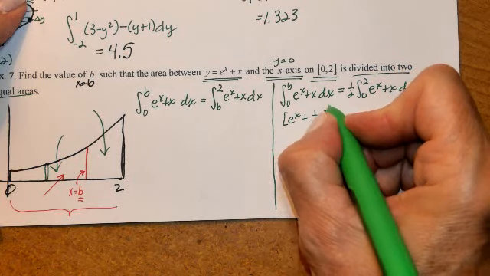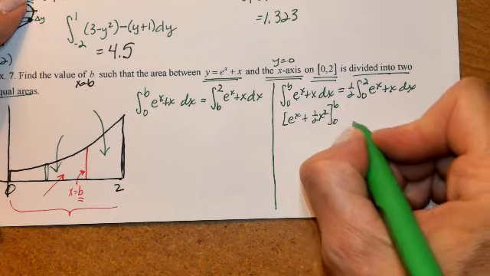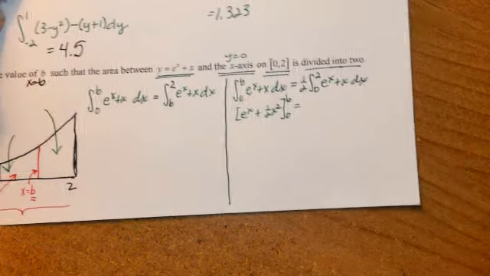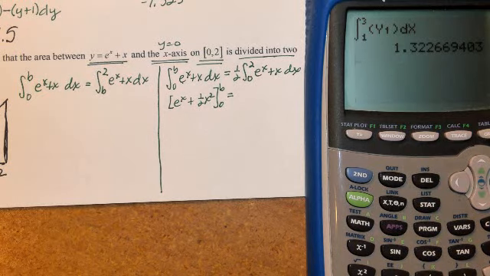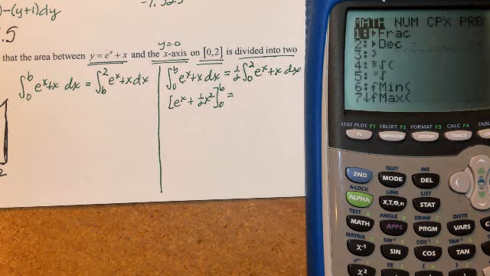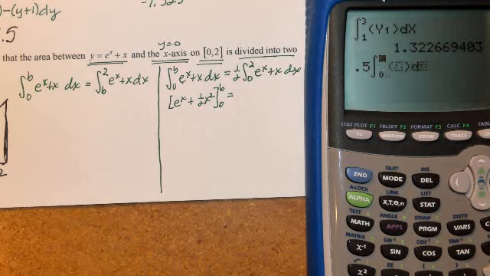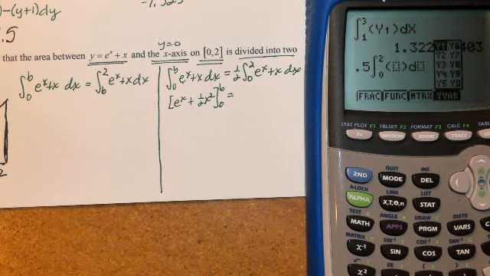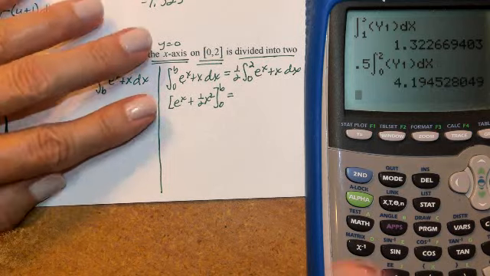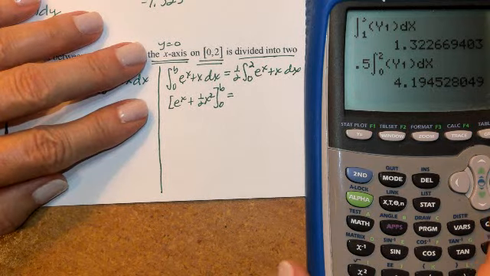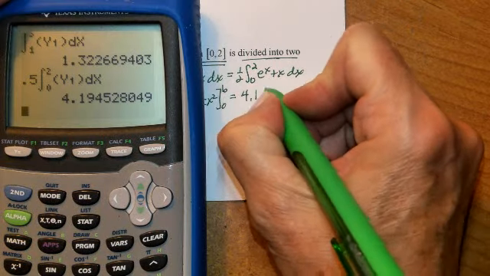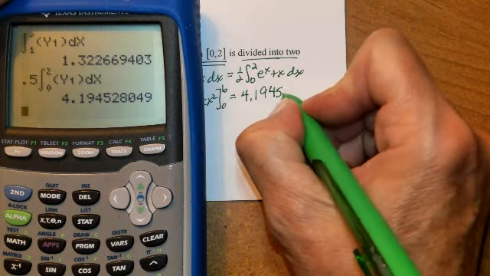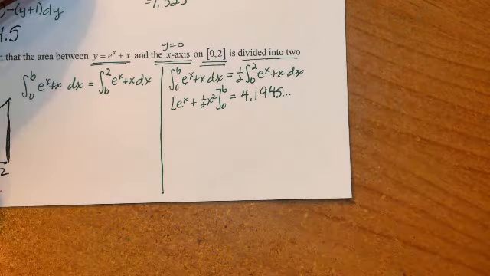1/2 x squared from 0 to b, and that is going to equal what? Well, we can use our calculator for that side. So 0.5, math 9, 0 to 2 of, and there's my y1 in there, dx. So 4.1945280 and so on. So 4.1945 dot dot dot.